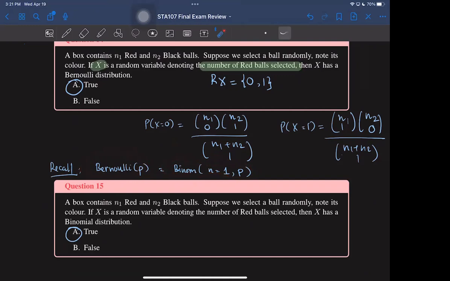And here we select a ball and we note the color. So the experiment was only done one time. Therefore, the number of trials is 1. So you can think of this as binomial distribution with n equal to 1. Does this make sense?